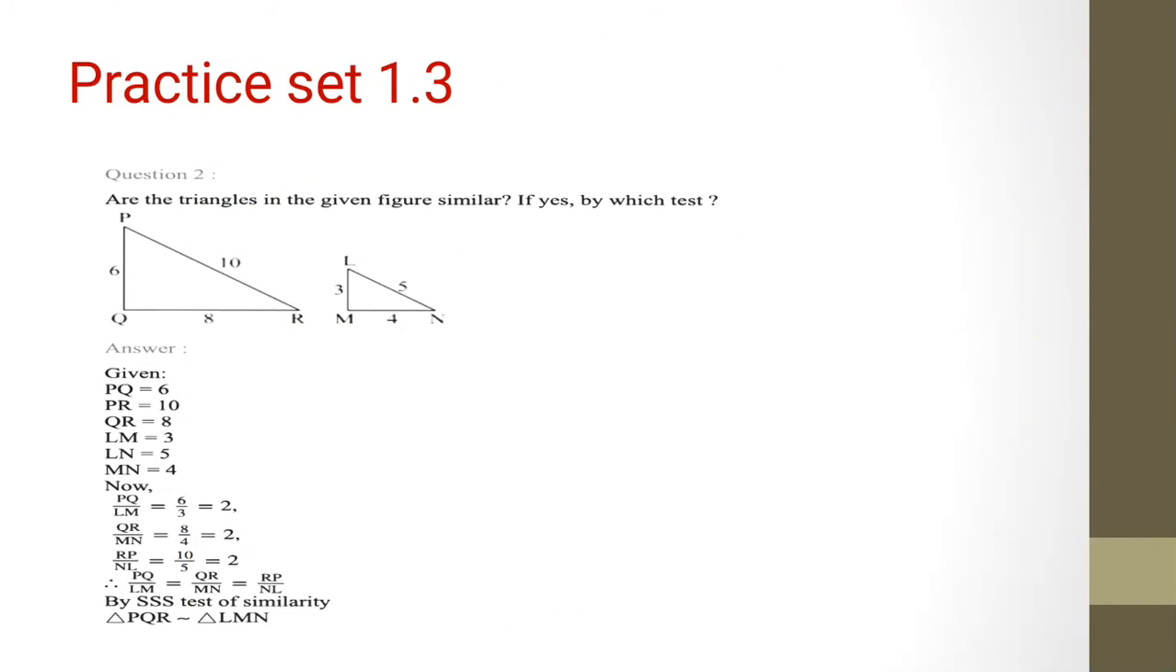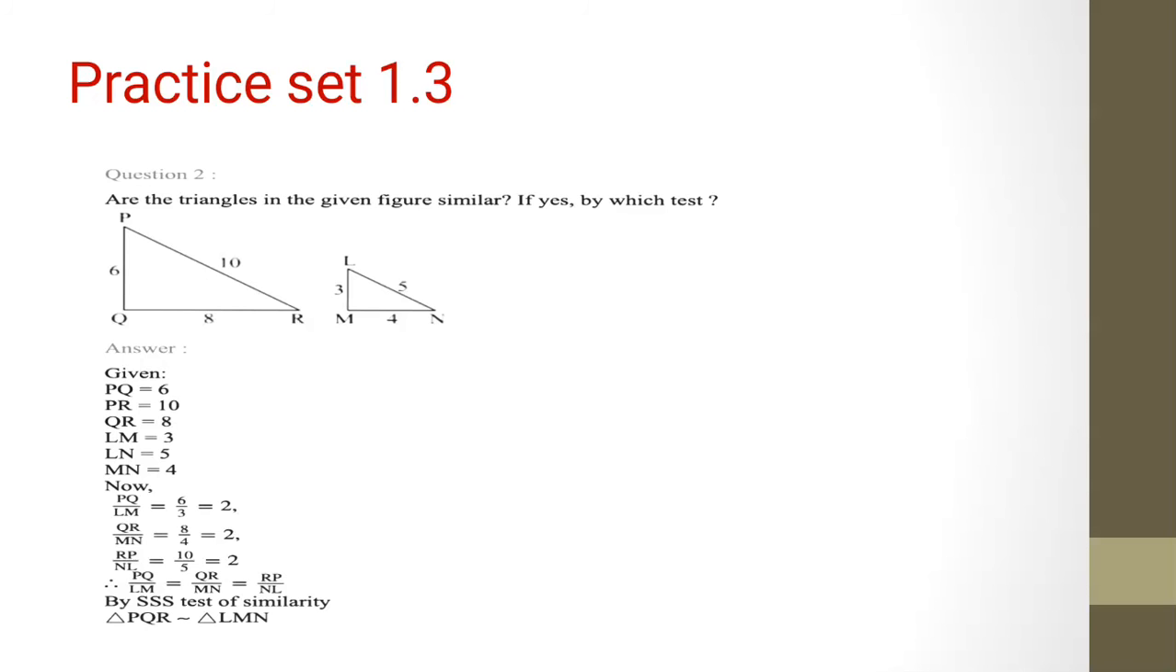Now next, let us move to practice set 1.3. Are the given triangles in the figure similar? If yes, by which test? Children, you can see here triangle PQR and triangle LMN. Here PQ is 6, QR is 8, PR is 10, LM is 3, MN is 4 and LN is 5.